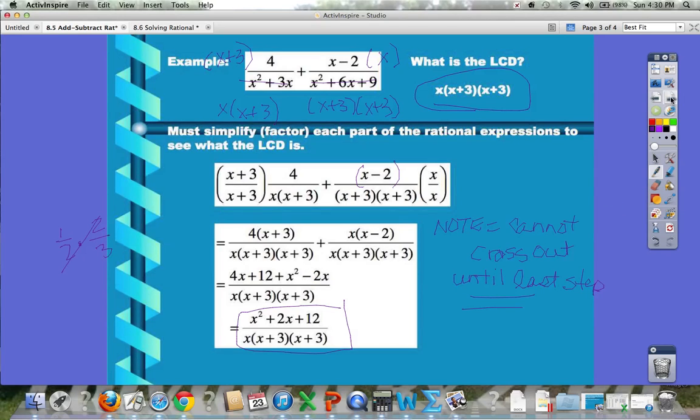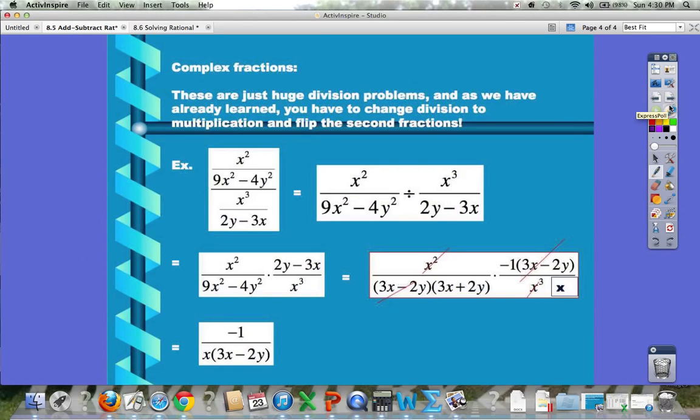I think I've got another problem. Yes. All right. Complex fractions. Students in the past have given these wonderful little nicknames. They're not difficult at all. They look horrible because it's a fraction divided by another fraction with stuff being divided in between. Really, it's not that difficult.